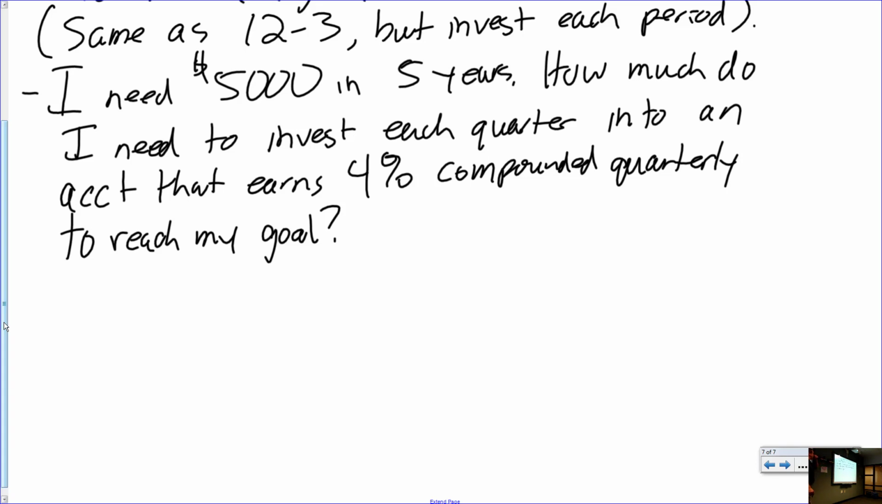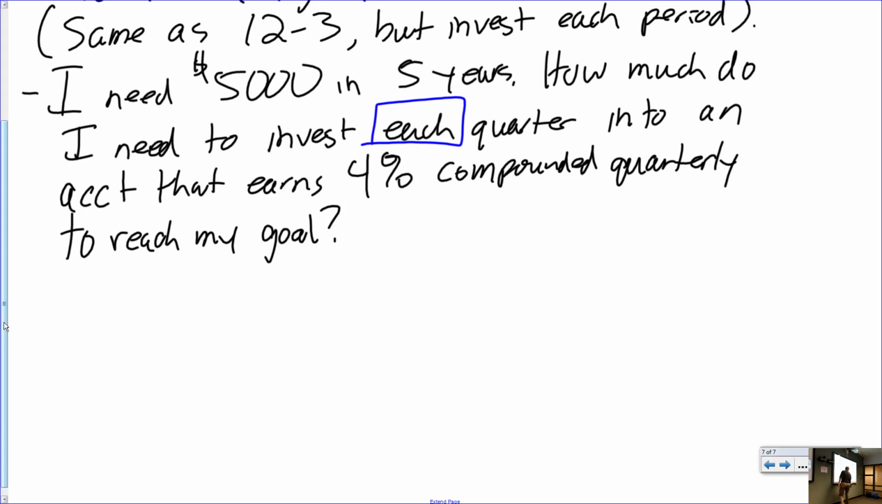So, how much do I have to invest every quarter into this account so that in 5 years I wind up having $5,000? Okay? So note, this is almost exactly the same as that problem we did back in 12-3. The only difference, right there. Those two problems are almost identical, except one of them you invest once, the other one you invest every period. Okay?